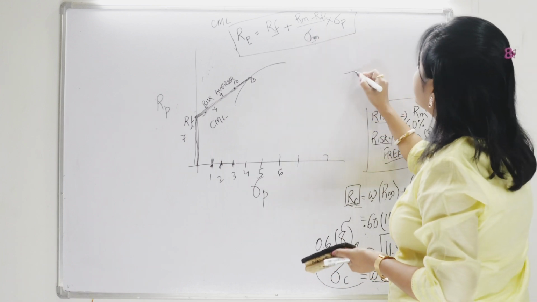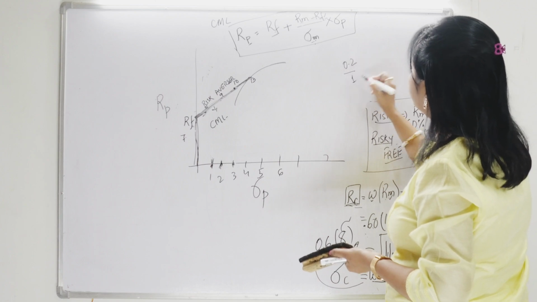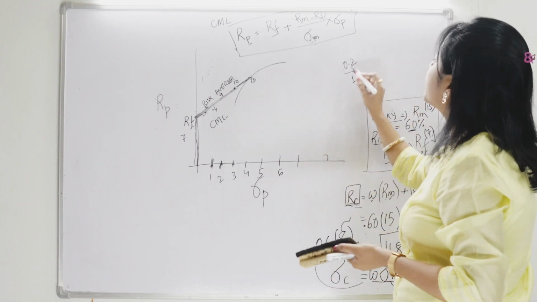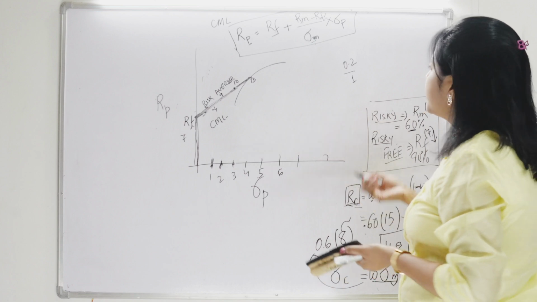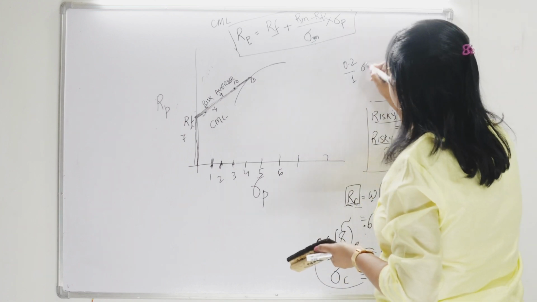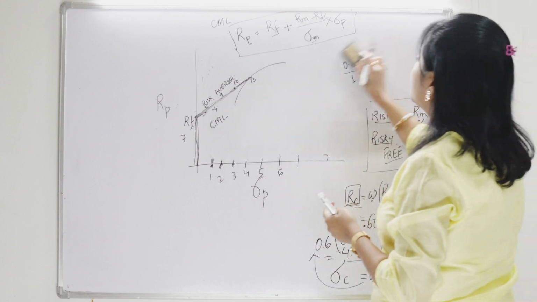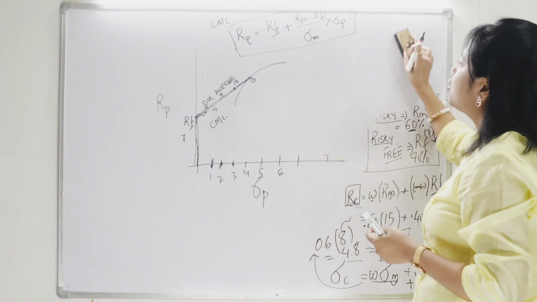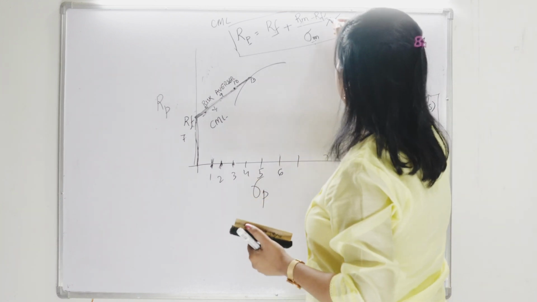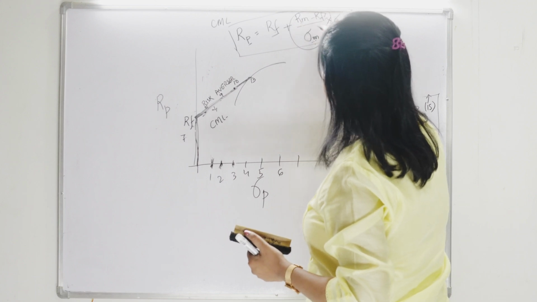That means if it is 0.2, out of 1 unit of risk you get 0.2 as a premium, and it depends on how much risk you have taken. This is the factor 0.2, and how much risk your portfolio has taken. So this is your capital market line equation. Remember, this is very important.